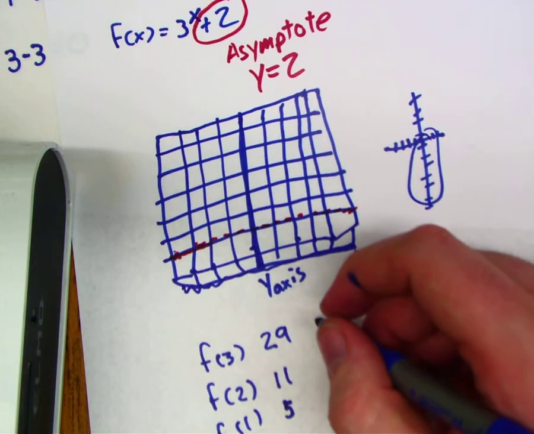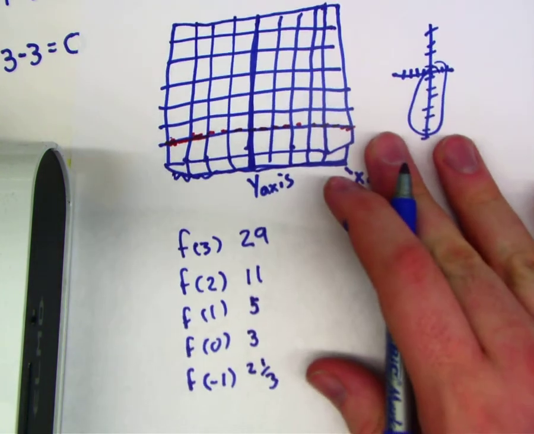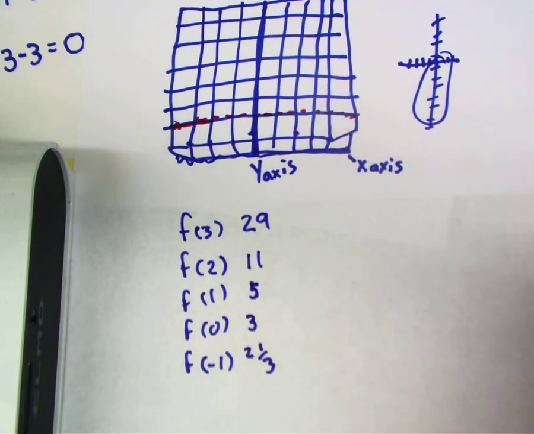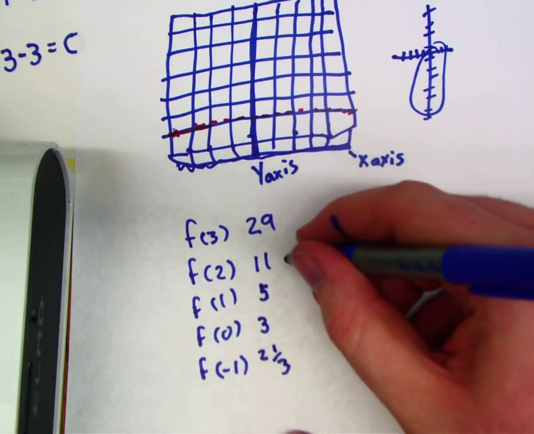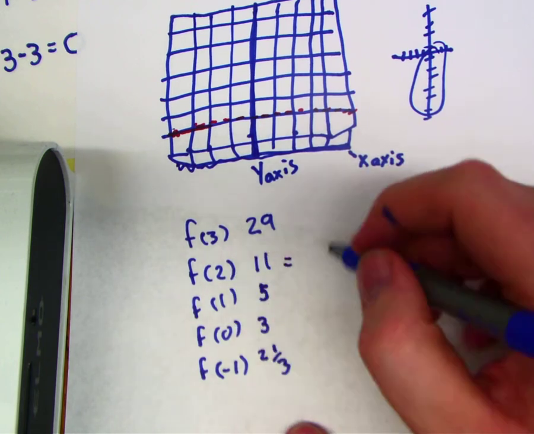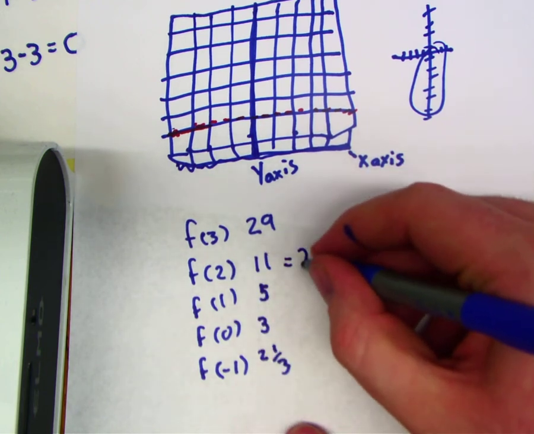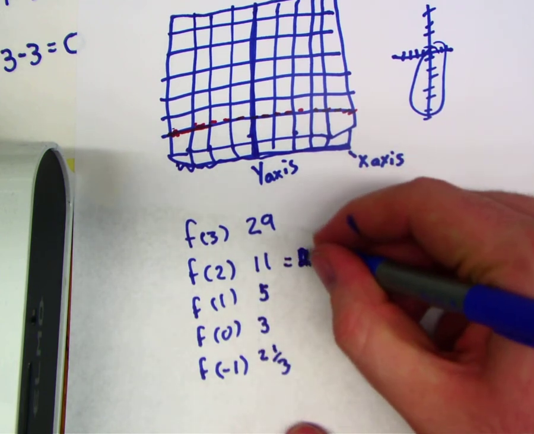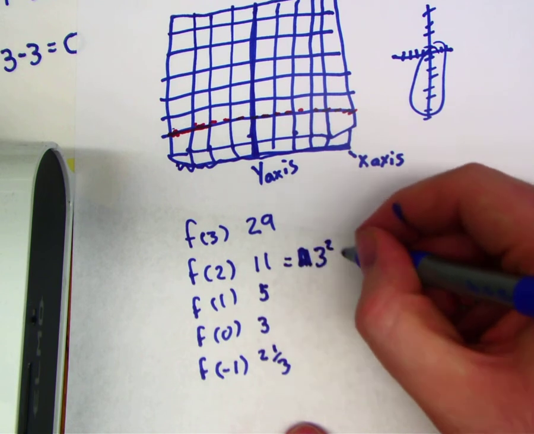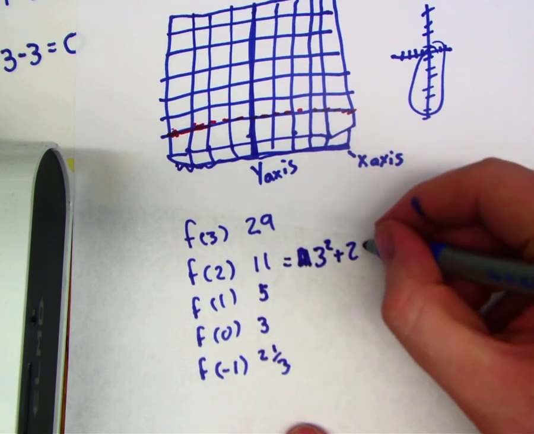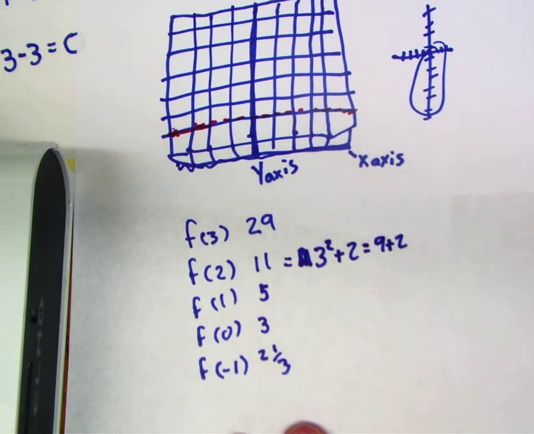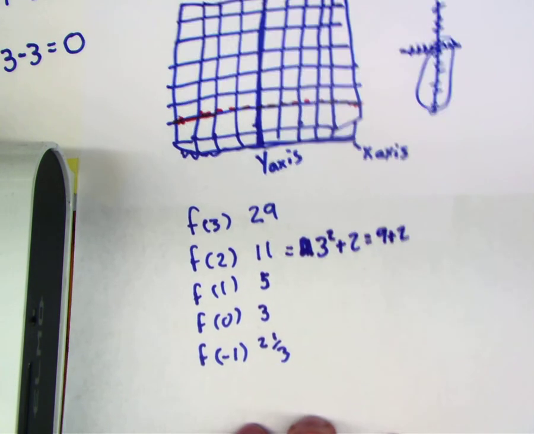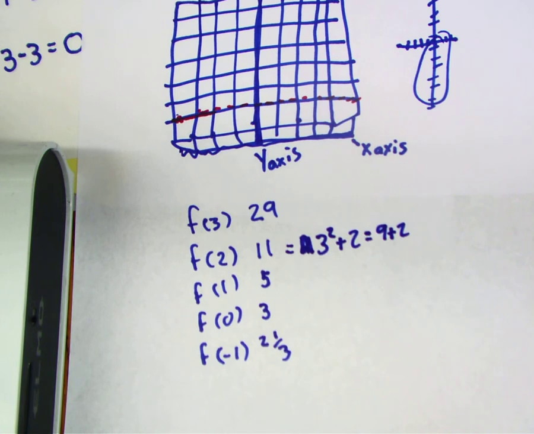Sorry, I just realized that was not quite on the screen there. Just a friendly reminder, the way that we find these values, for f of 2, that's just 3 to the 2 power plus 2. 3 squared, that's 9, plus 2. That's how we got 11. That's how we've been finding these values.